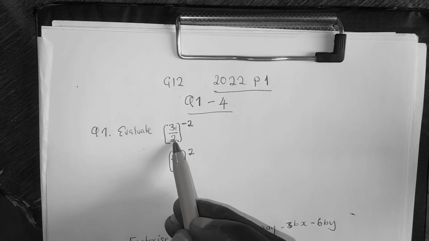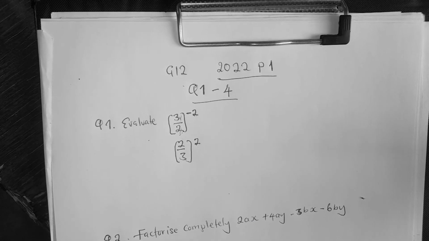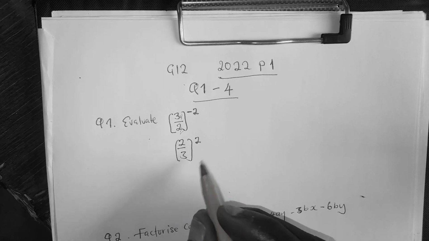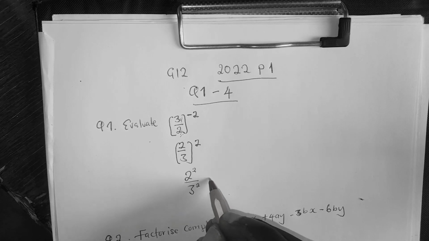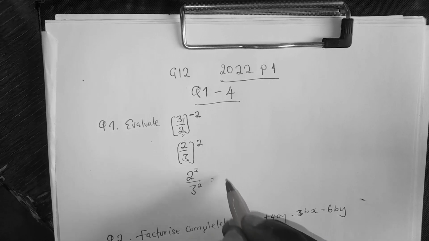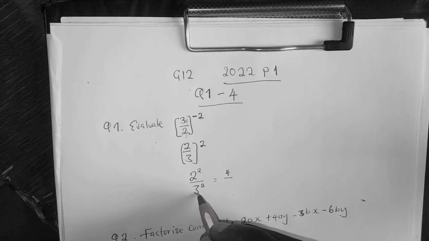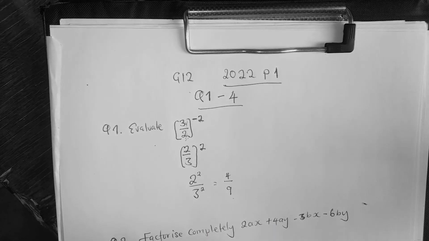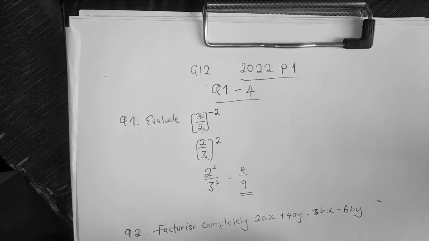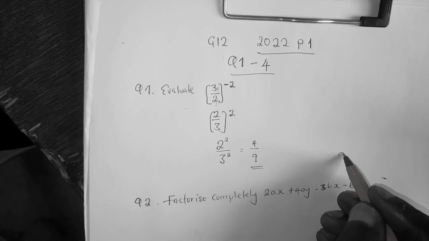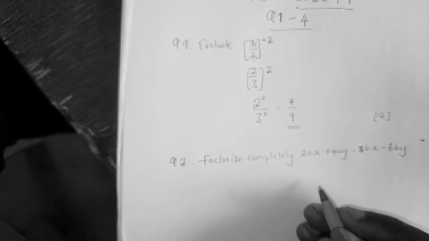You change it by just swapping the numbers inside the bracket. So what you do now, you just write 2 to the power 2 over 3 to the power 2. Then 2 squared means 2 times 2, which is 4. 3 squared is 9, and that is the answer to this question, and this question is 2 marks.